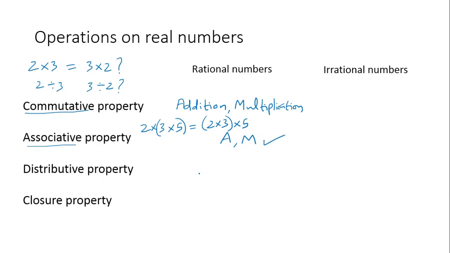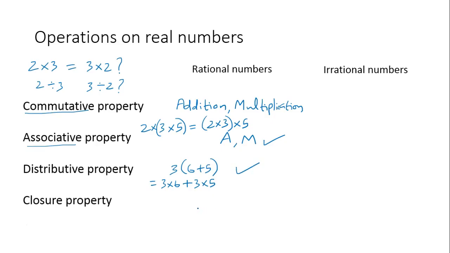You also know about distributive property. So if you get a calculation like 3 into 6 plus 5, that is the same as 3 into 6 plus 3 into 5. This is distributive property of multiplication over addition. So you know that distributive property also holds for rational numbers.